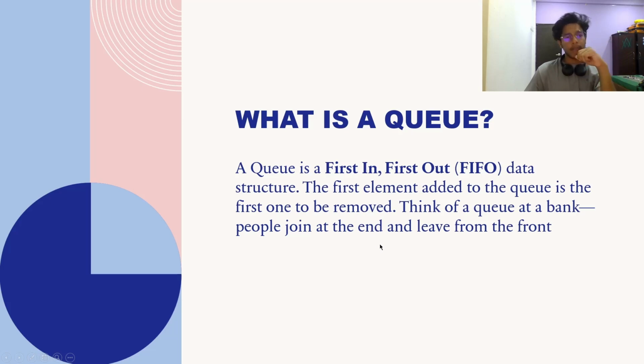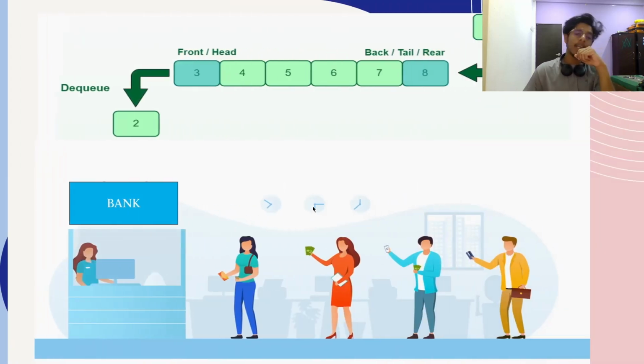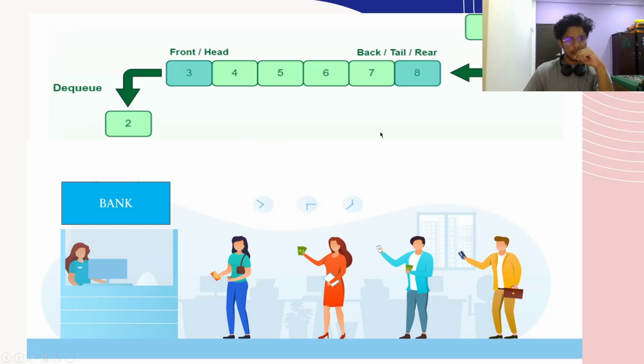Think of a queue at a bank. People join at the end and leave from the front. As you can see, this is a queue. We enqueue. Enqueue means insert data from here and output data from here. This is the bank example. The first person to be added to the queue is this person, and she does her work and is removed first. So the first person to be added is removed first. First in, first out. That's how this data structure operates.